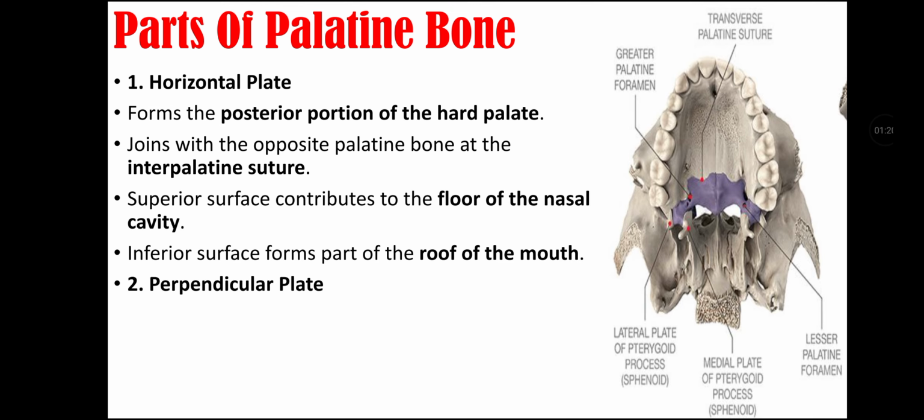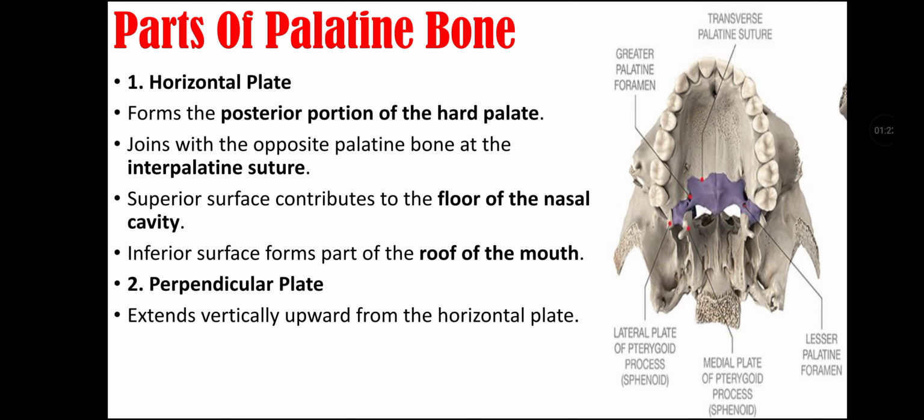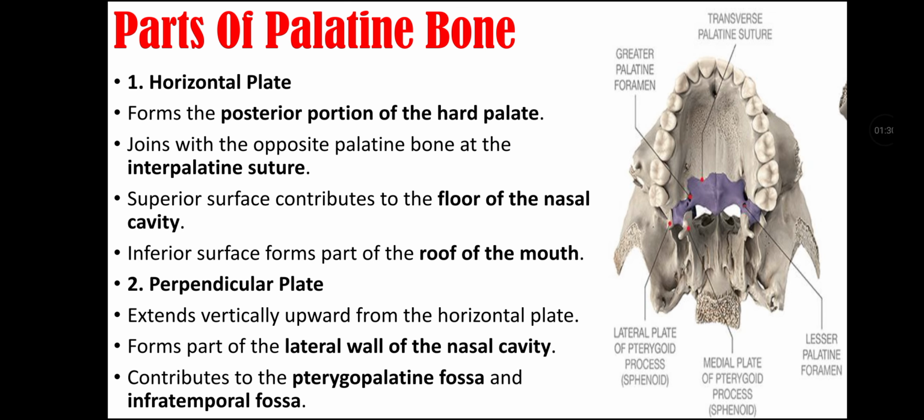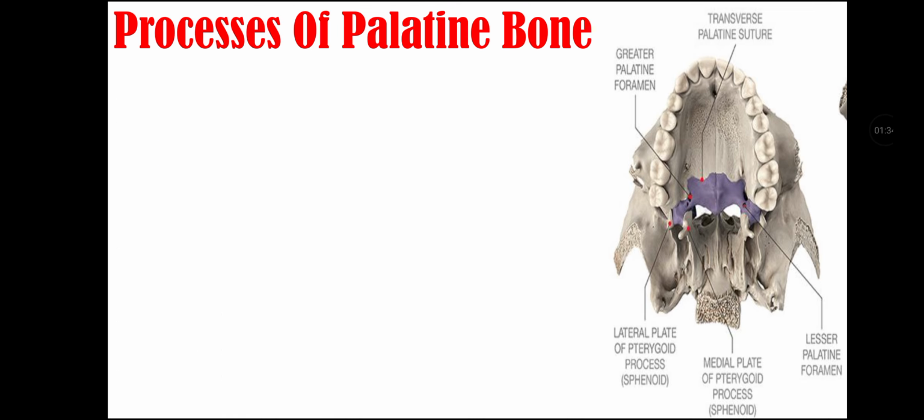Then the second part of palatine bone is its perpendicular plate that extends vertically upward from the horizontal plate. It forms part of the lateral wall of the nasal cavity and contributes to the pterygopalatine fossa and infratemporal fossa.